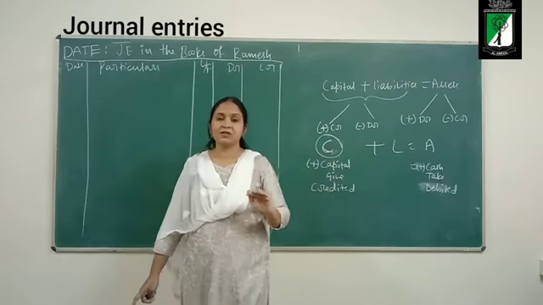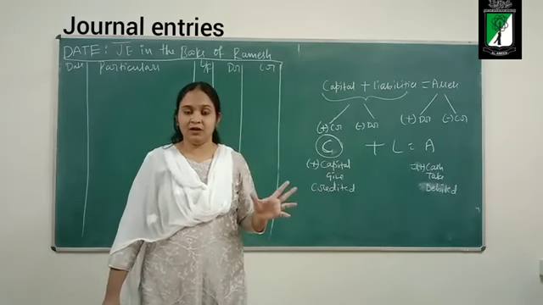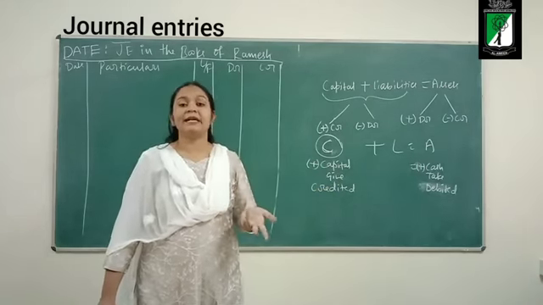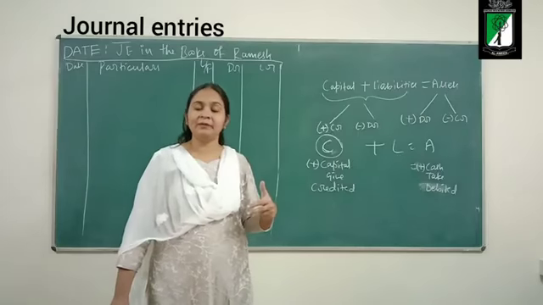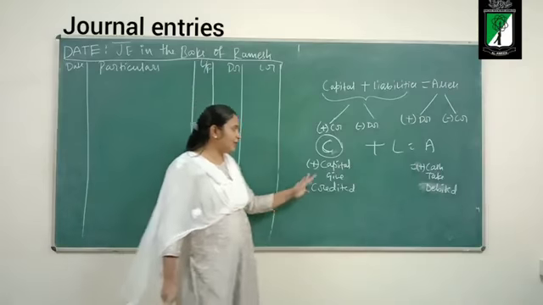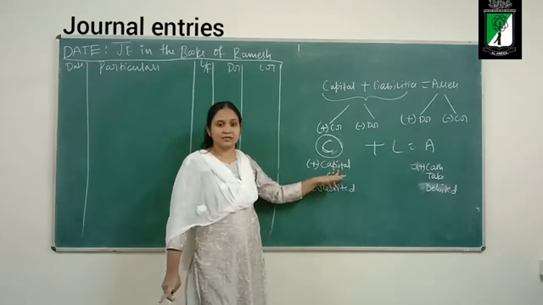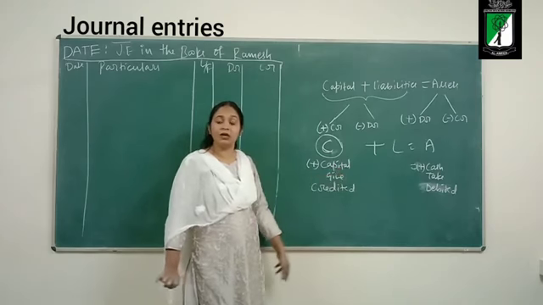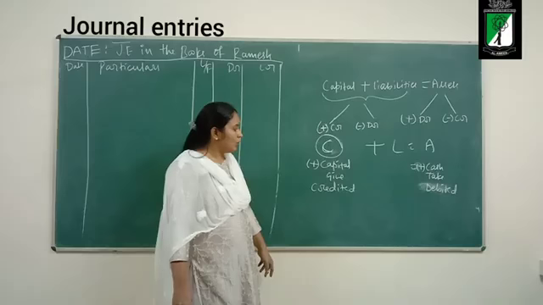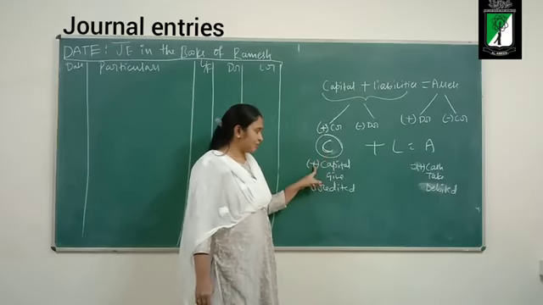Because under the concepts of accounting, business and owner are two different persons, two different entities. Business is different and owner is different. So when he introduces money into the business, that means it is a capital to the business. I cannot write the owner name here. So here, the capital balance is increasing in the business.